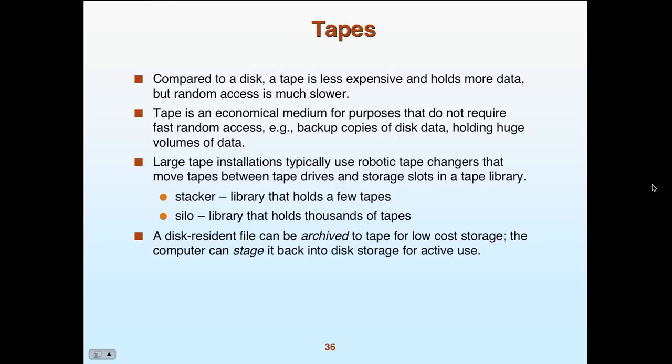So, tapes, nobody uses tapes anymore, but tapes were popular. Magnetic tape. So compared to the disk, the tape is less expensive and holds more data. That was the old days. Now the disk holds more. So more random access is much slower.